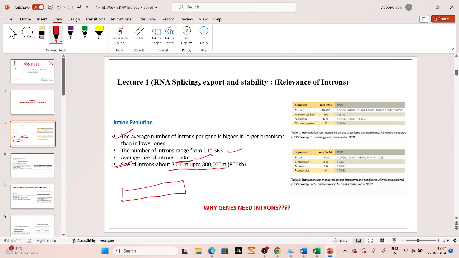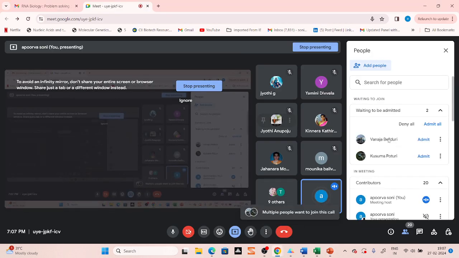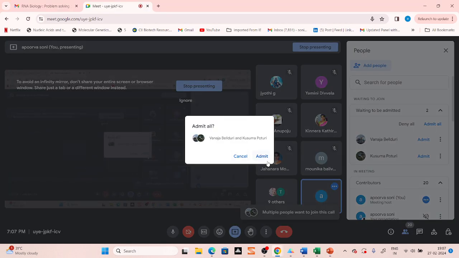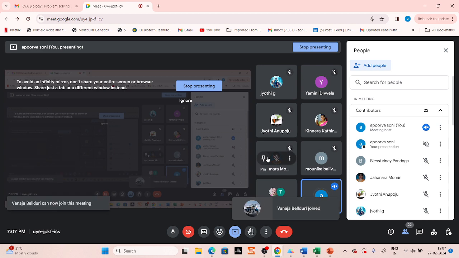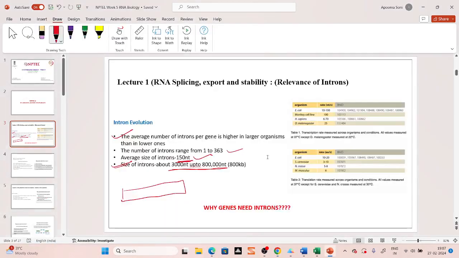So we know, just a minute, students are joining. Yeah. So now we know that introns have evolved over a period of time. As the complexity has increased, the average number of introns has also increased. And it helps in the expressivity of the gene. In vitro, we are talking about, not in vivo, I'm saying.